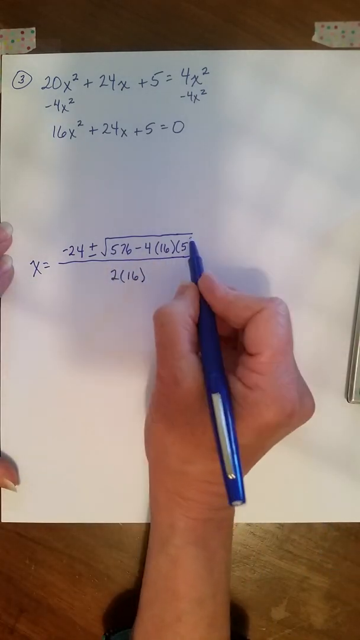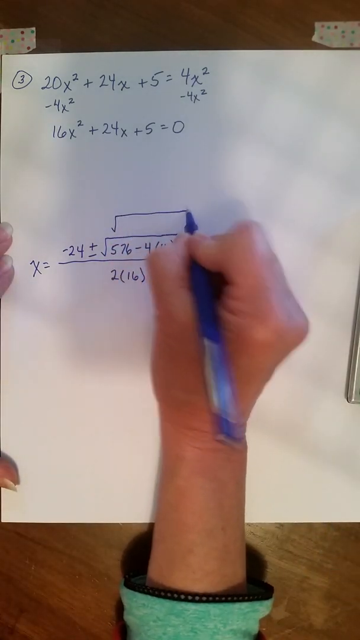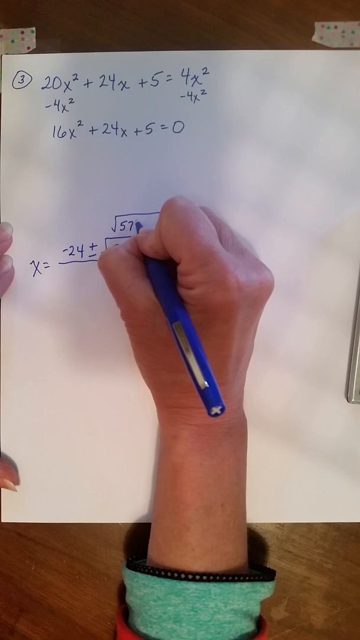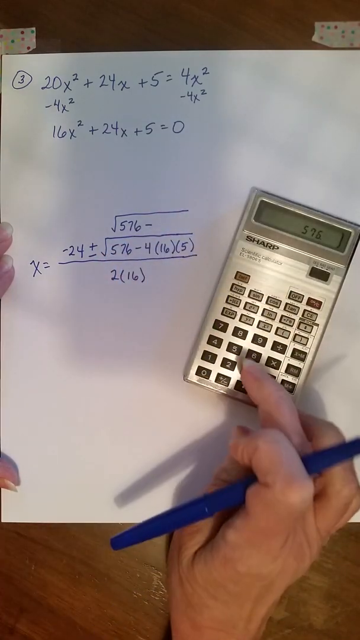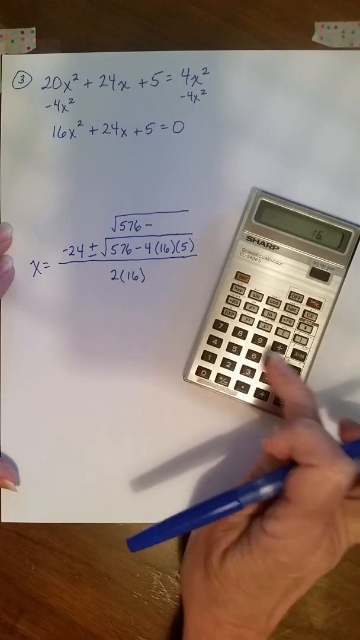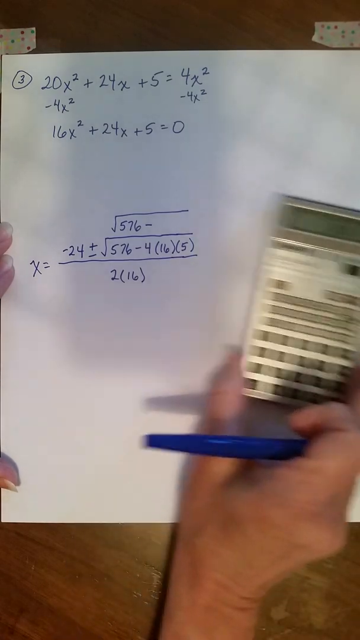Okay, let's work with the radical. So that's the square root of 576 minus 4 times 16 times 5, 320.